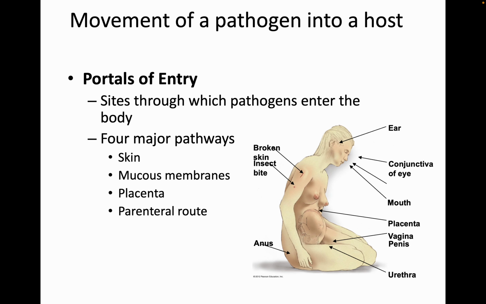All right, movement of a pathogen into a host. How does it get into our bodies in the first place? Portals of entry are sites through which pathogens enter the body. And there's 4 major pathways we'll talk about: the skin, mucous membranes, placenta, and parenteral routes.